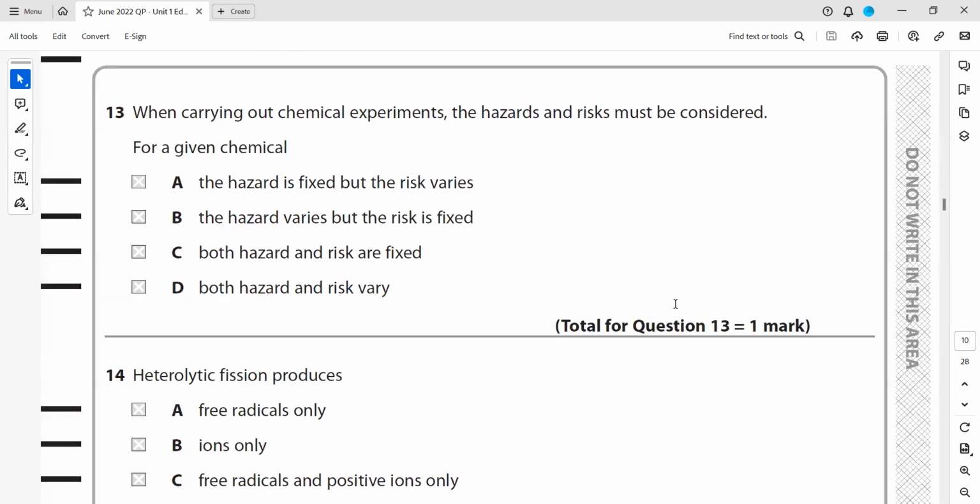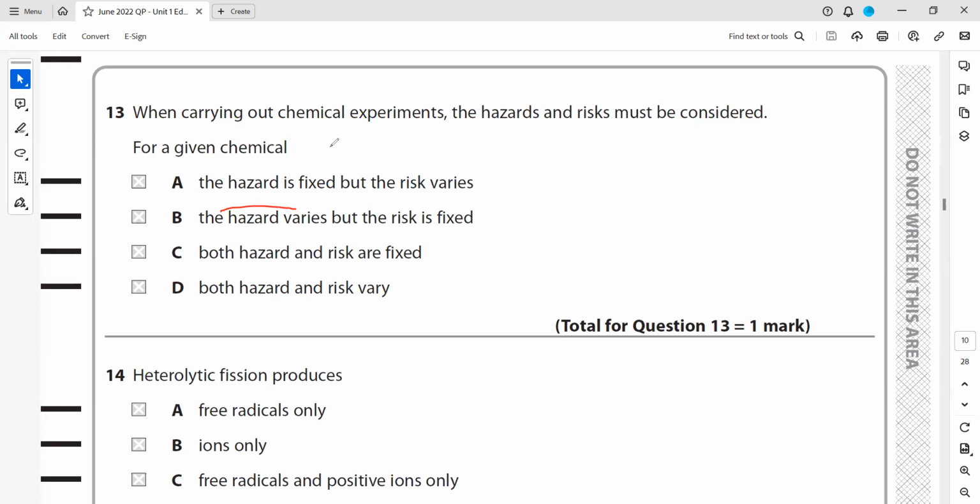When carrying out a chemical experiment, the hazard and the risk must be considered. For a given chemical, the hazard is fixed. For example, if I say something is poisonous, that is a hazard. Something like chlorine is toxic, so it will be toxic whether it is a large or a small amount.